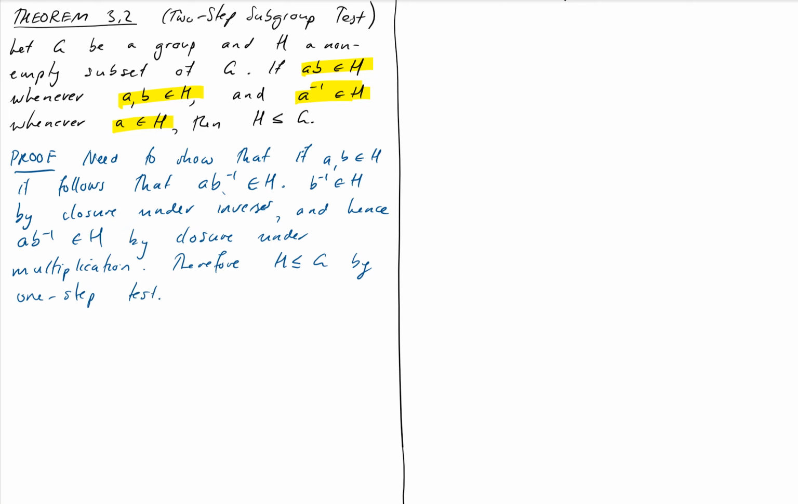Okay, so it's almost exactly the same thing as we did before. It's just sometimes it's more convenient to check closure and inverses separately, and so you can do that if you like. The kind of neat thing is that we could use our proof of the one-step subgroup test to prove the two-step one as well.